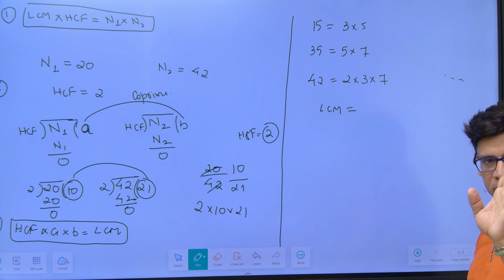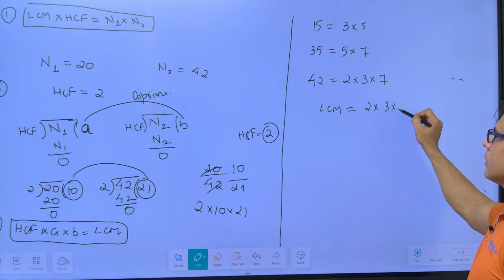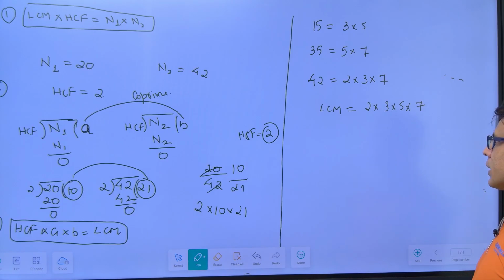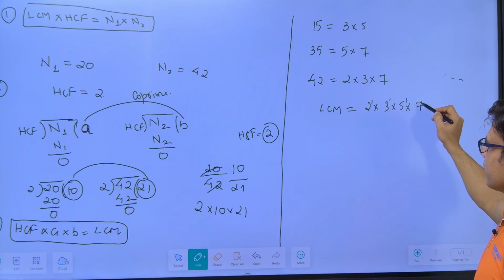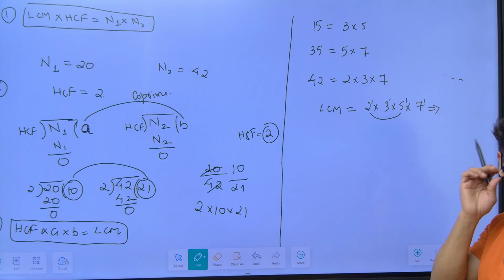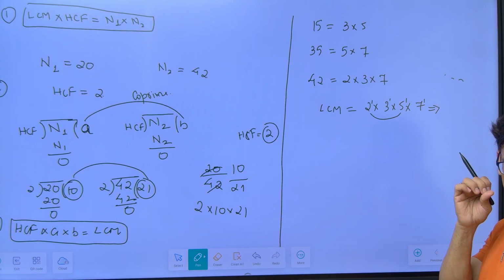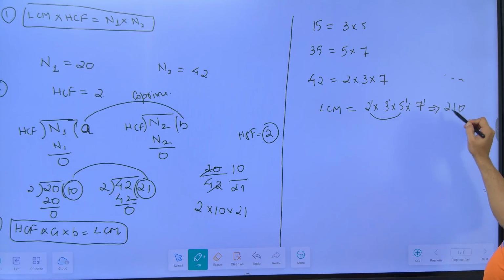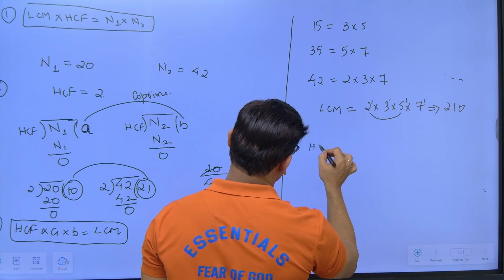I told you, write everything, all the prime numbers you see. You can write 2, 3, 5 and raise them to their powers. Now the highest power of 2 is 1 only. 5 2s are 10, 7 3s are 21. 21 into 10, 210. 21 into 10 is what? 210. What about HCF?